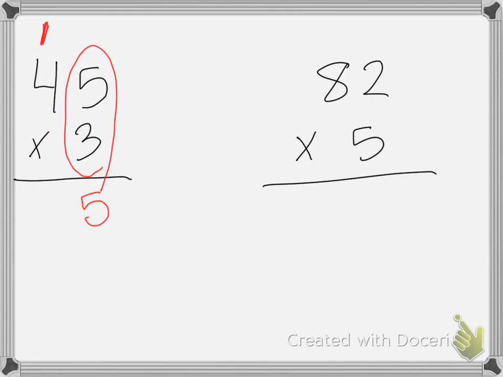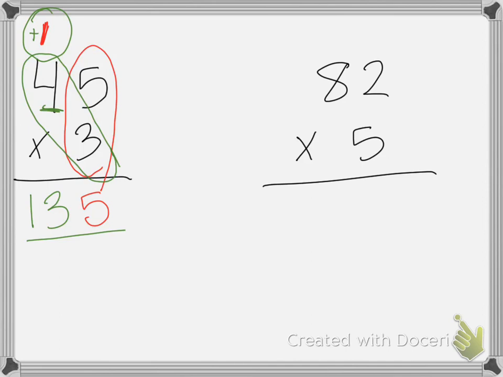Then you multiply 3 times 4. Now this is really 3 times 40 because the 4 is in the tens place. So 3 times 4 is 12 tens. Then you add that extra 10 from the number 15. So that's 13 tens. So you write the number 13 in front of the 5. The full answer to the problem is 135.